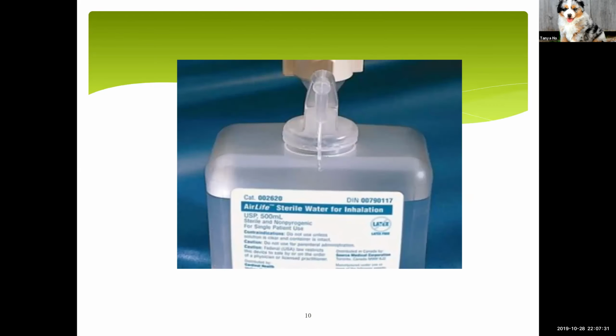Here's a picture of a bubble humidifier. And so right here is the output here. This is where you would plug in the nasal cannula. This up here is the top, and this plugs into the bottom of your flow meter. And then you turn on your flow to whatever it is, and then you hook up your end of your nasal cannula to this piece and then hook it up to the patient.